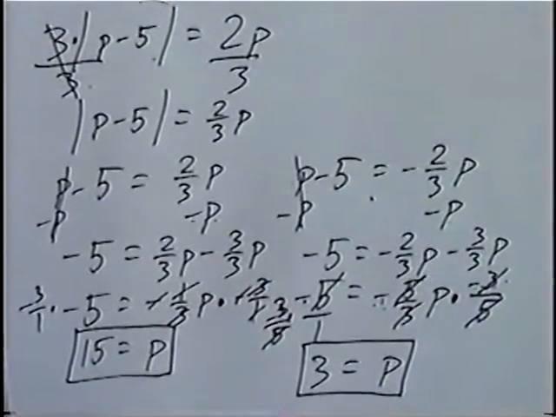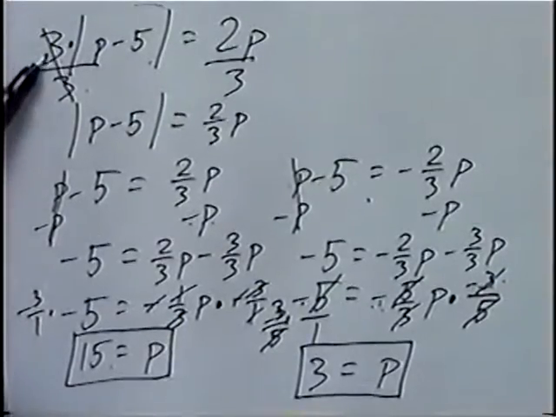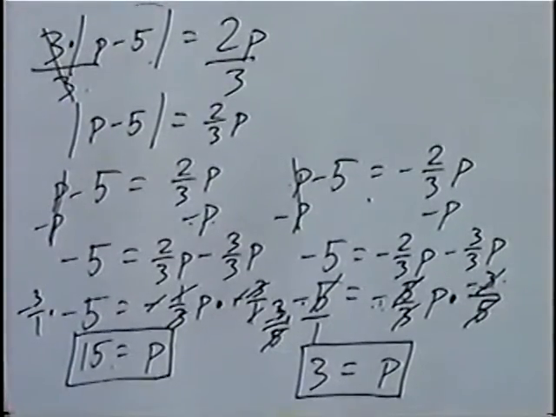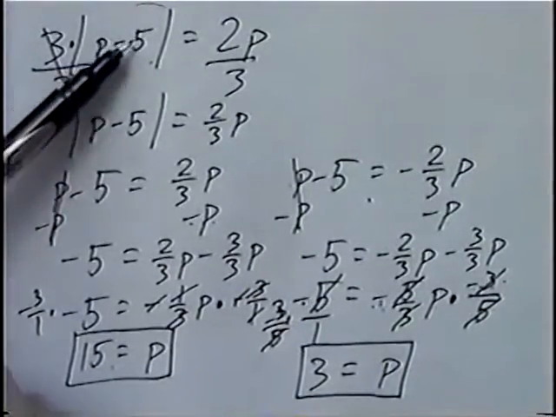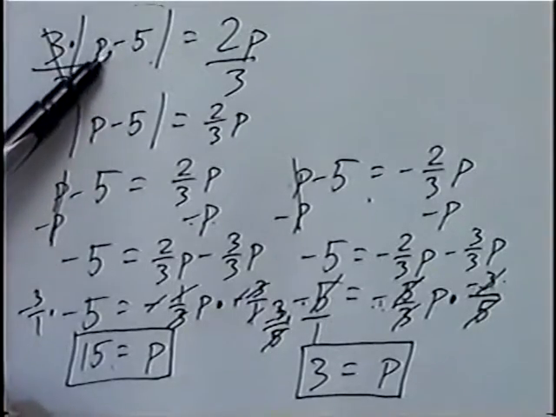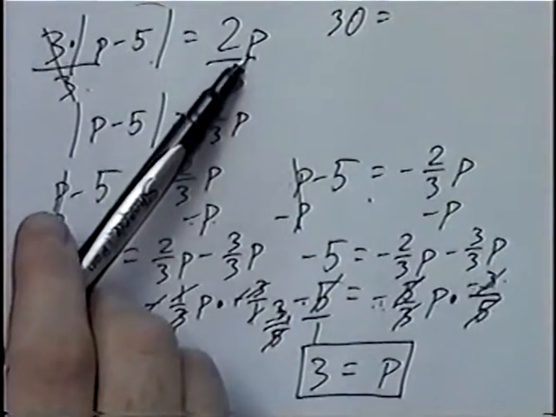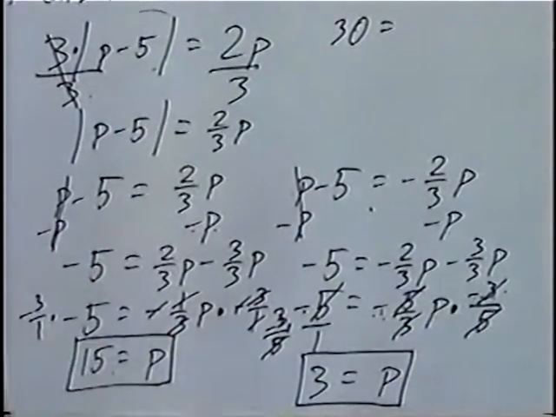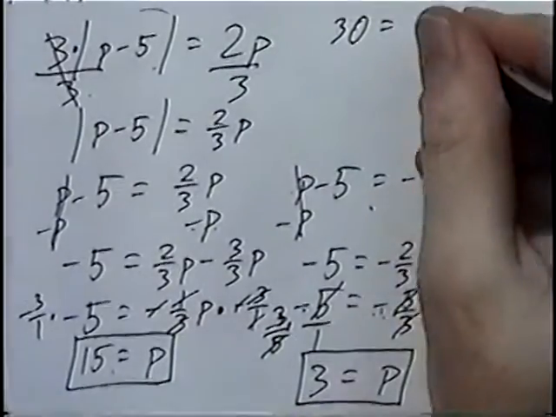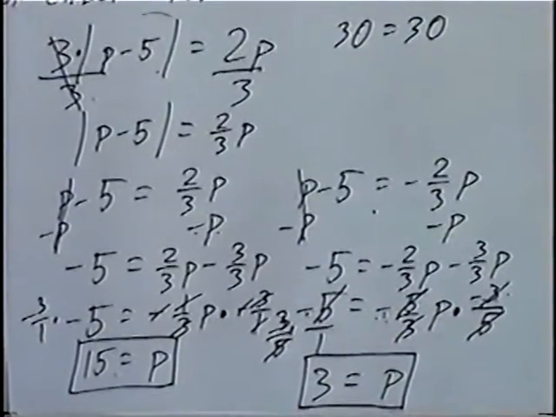Always double check answers on absolute values, or two possible answers. Make sure you double check by plugging back into the original equation to verify that they work. First answer, 15. If we do 15 minus 5, that would be 10. Absolute value of 10 would still be 10, times 3 would be 30. So the left-hand side would equal 30. If you plug a 15 into the right-hand side, 2 times p, 15 times 2 would be 30, and 30 would equal 30. So the first answer, 15, does work.